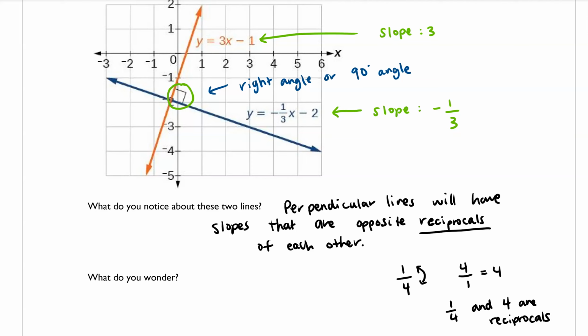And the word opposite is just used to denote the sign. So notice that 3 and 1/3 are reciprocals of each other, but they also have the opposite sign. 3 is positive and negative 1/3 is negative. So that is what we mean by opposite reciprocals. Take a moment to write a note to yourself and highlight what helps you remember the characteristics of perpendicular lines.